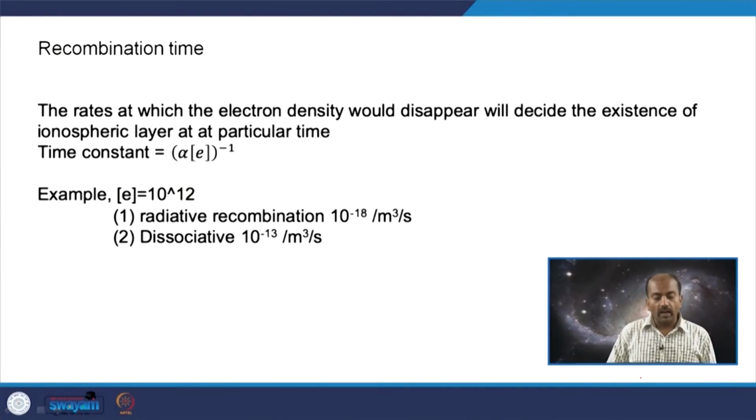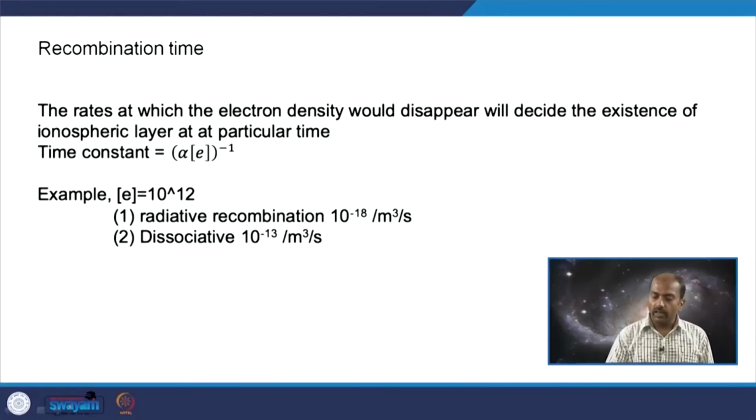So if you want to calculate the recombination time, let us say you have a certain amount of electron density available in the ionosphere, and you remove the sun, the source of ionization, from the picture. The recombination time is the duration of time over which all the ions and electrons will recombine and result in the net neutral condition, right?